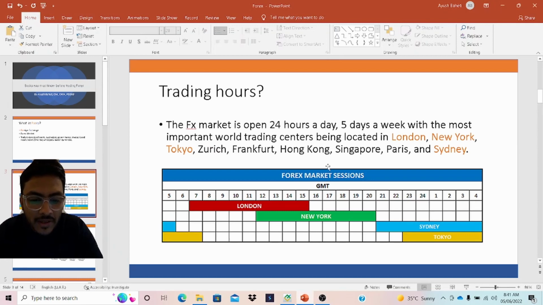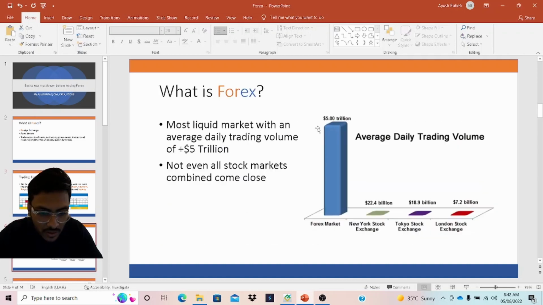If you're based in India, then India is 5 hours 30 minutes ahead of GMT. So from 5:30 p.m. to 8:30 p.m. you may find the market to be most active, and these are the trading hours where you will find most of the trading opportunities. So we know what is Forex and what is Forex market.